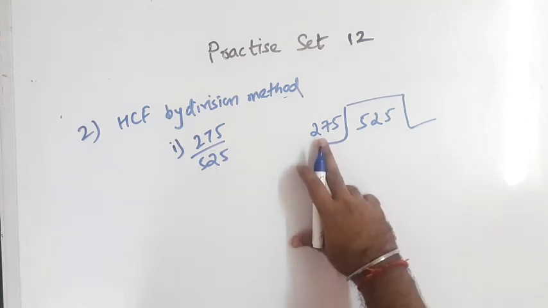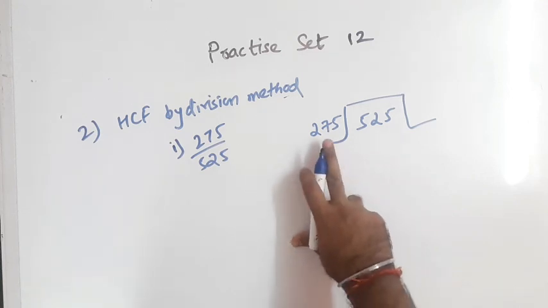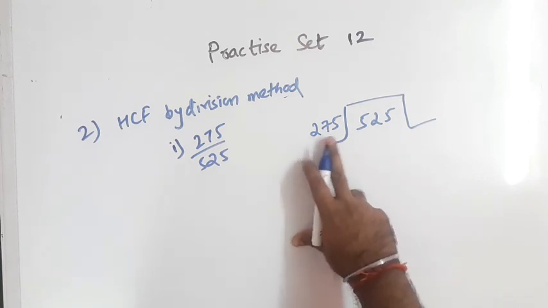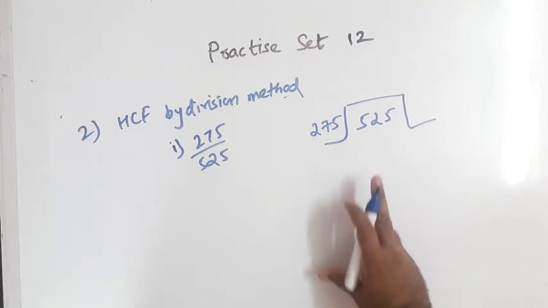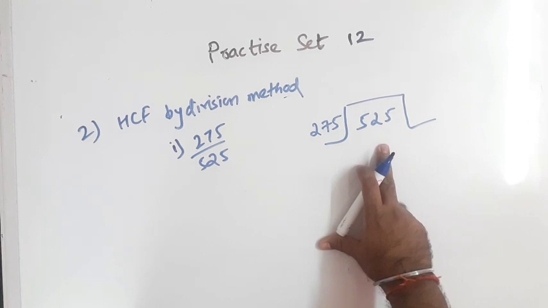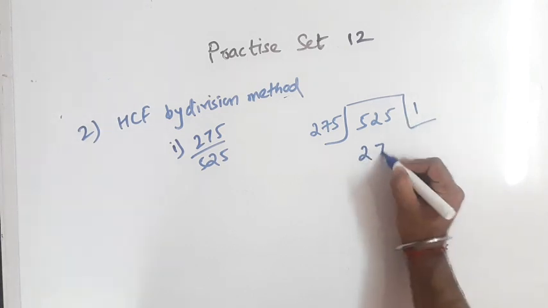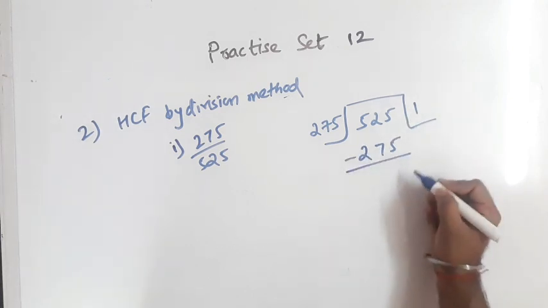275, let us say 250. 250 if I take, it will become 500. 275 if I take, it will become 550. So double of this number will be more than 525. So I'll take 1 times 275.